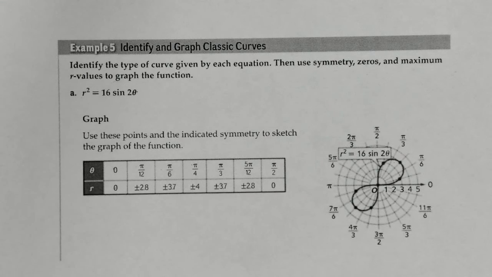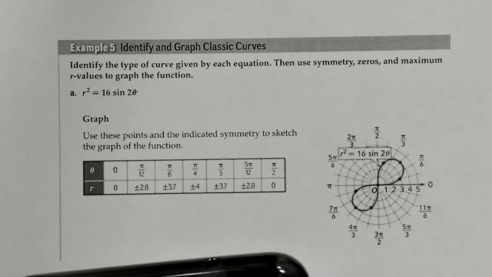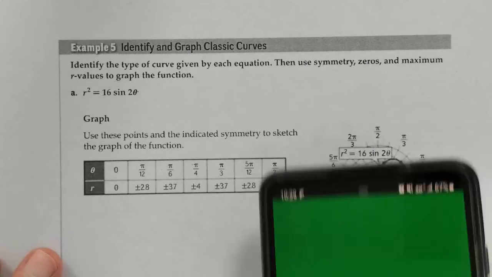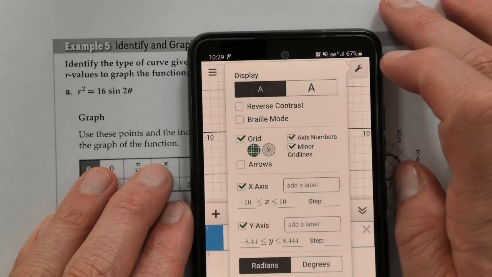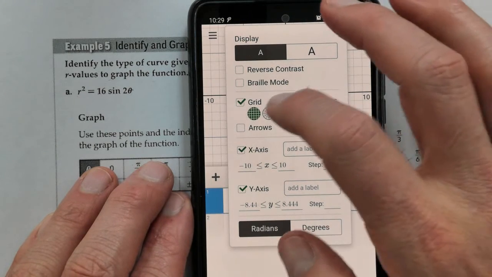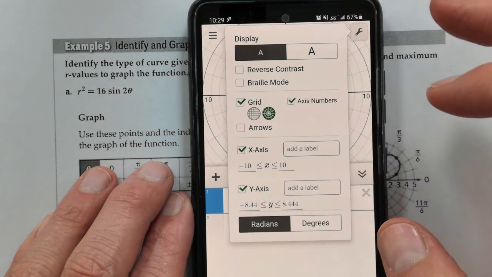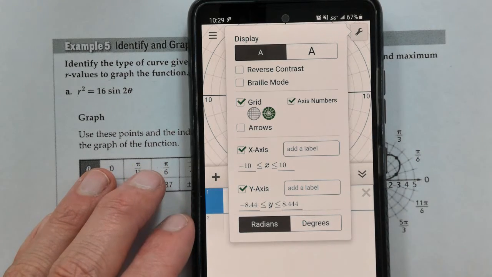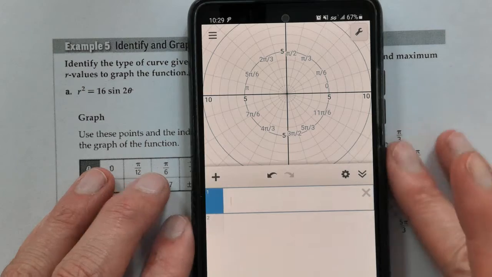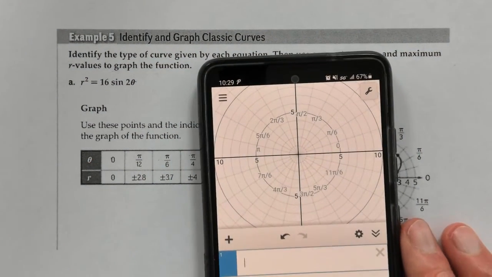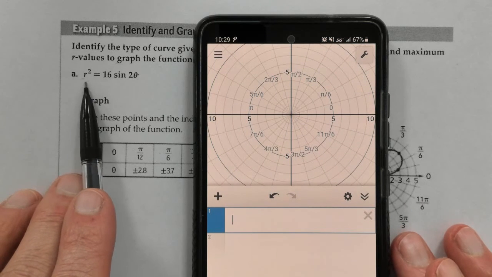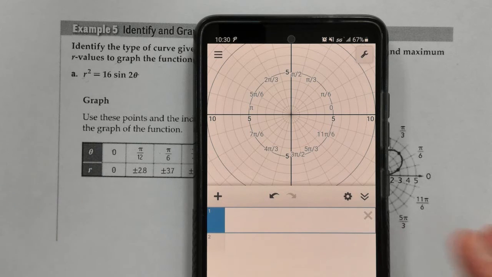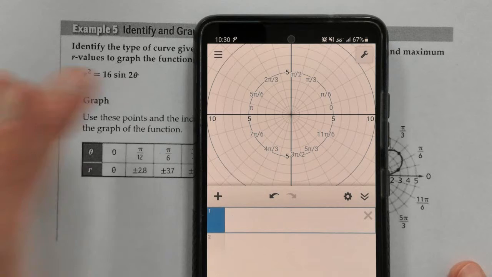We have calculators that we can use for these things nowadays, and your Desmos calculator has the capability to graph in polar coordinates. All you have to do is go to the settings up here at the top, and change your grid from rectangular to polar. Leave it in radians. Then you can just type the equation in. However, if it's r squared, Desmos doesn't take r squared, but it will take r, which means all you have to do is take the square root of both sides.